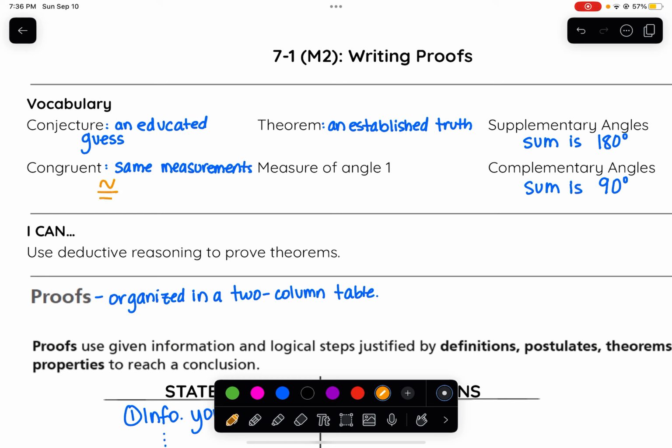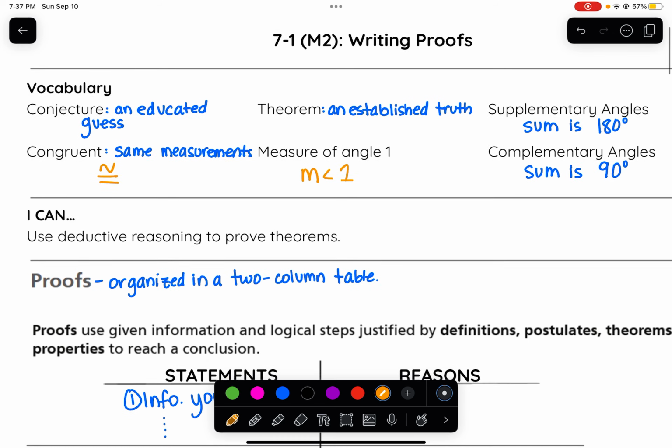So we're going to have a squiggle over two lines. A squiggle over an equal sign is the symbol for congruent. A theorem is an established truth. The measure of angle 1 has a symbol as well that we will be using to shorten it: the little m for measure, then the symbol for angle, and then the number of the angle. Supplementary angles are angles whose sum is 180, and complementary angles are angles whose sum is 90.